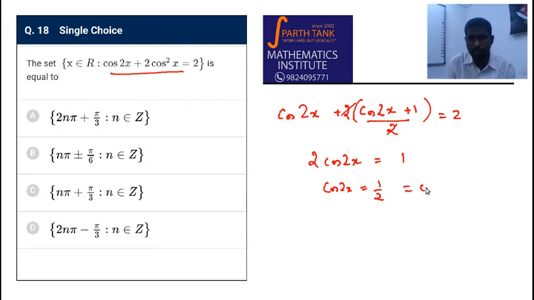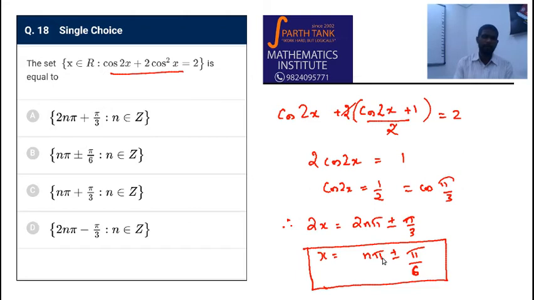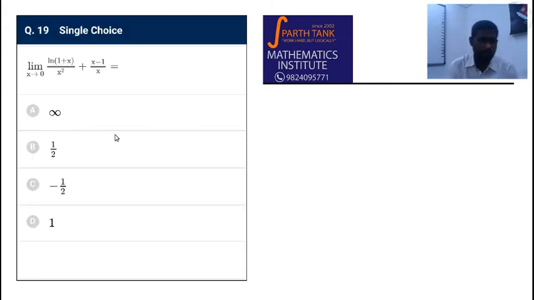Okay. This is nothing but cos pi by 3. Therefore, 2x should be equal to 2n pi, we know the direct solution, plus or minus pi by 3. Or x should be n pi plus or minus pi by 6. Okay, so it is n pi plus or minus pi by 6, which is option B. So the answer is option B. Question number 19. Limit x tends to 0, log of 1 plus x by x squared plus x minus 1 by x is how much?